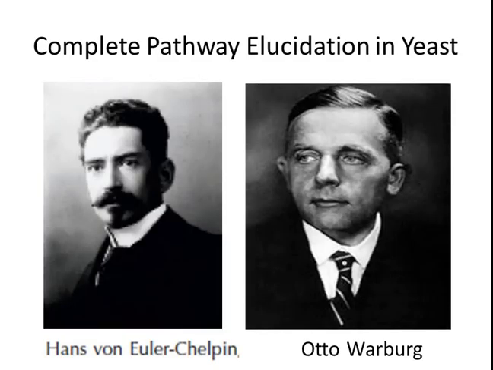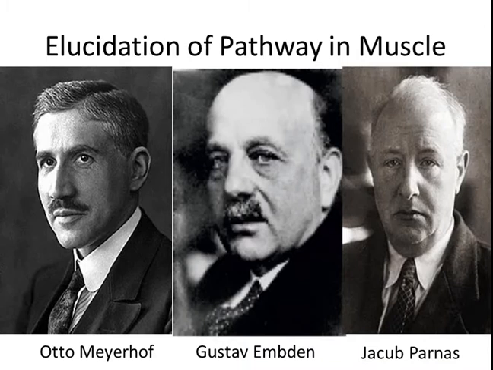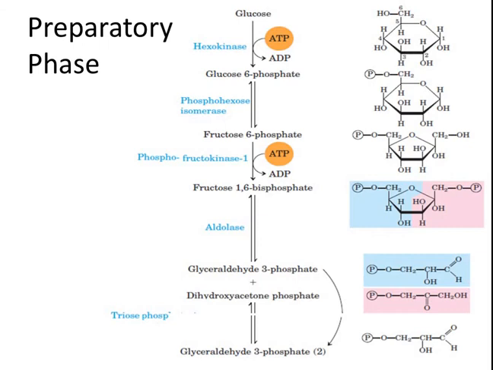Hans von Euler-Chaplin and Otto Warburg elucidated the whole pathway in yeast extracts, and Otto Meyerhof, Gustav Embden, and Jakob Parnas elucidated the glycolytic pathway in the muscle cells of animals. As this pathway in muscles was discovered by Embden, Meyerhof, and Parnas, this pathway is also known as the EMP pathway. Now we will see the summary of the glycolytic pathway in short.